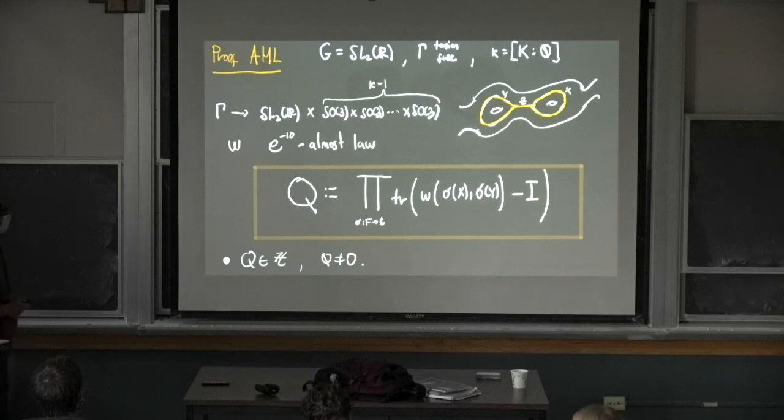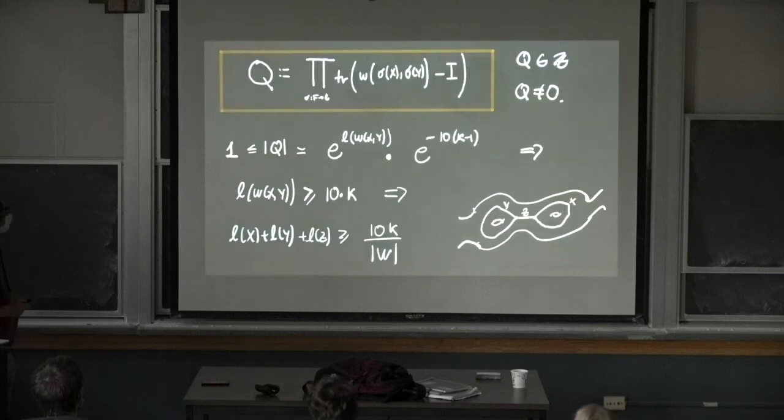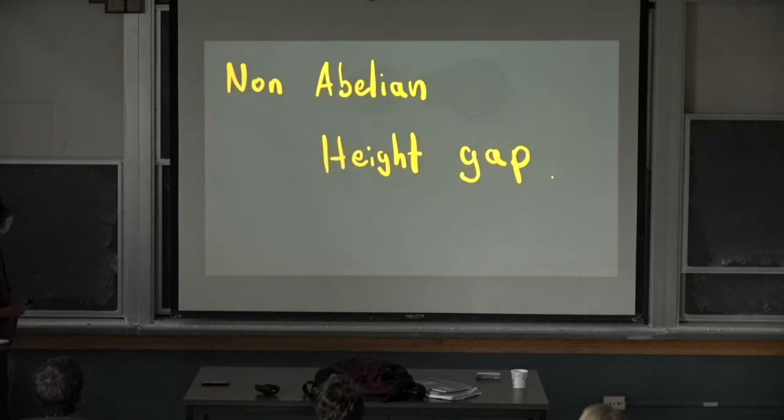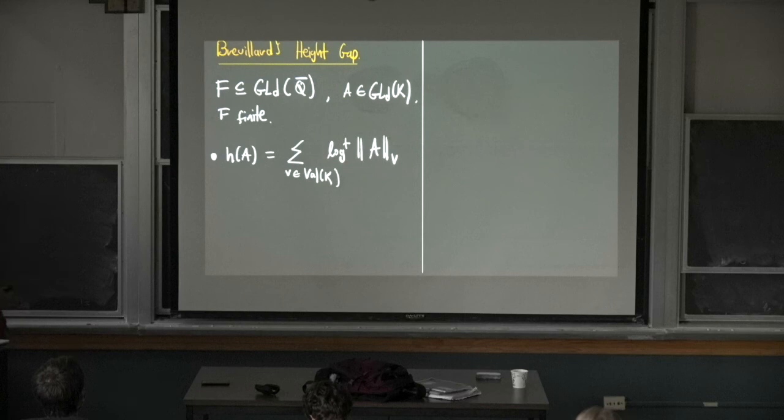And I'll mention just something about a connection to a theorem of Emmanuel Breuillard that is a kind of non-abelian version of Lehmer's conjecture. Its statement requires some definitions, so let me try to give them.